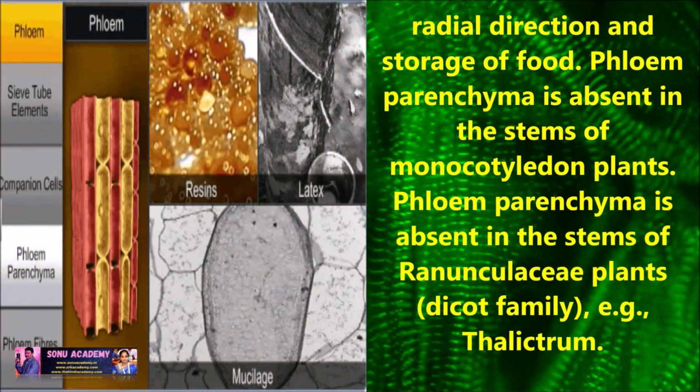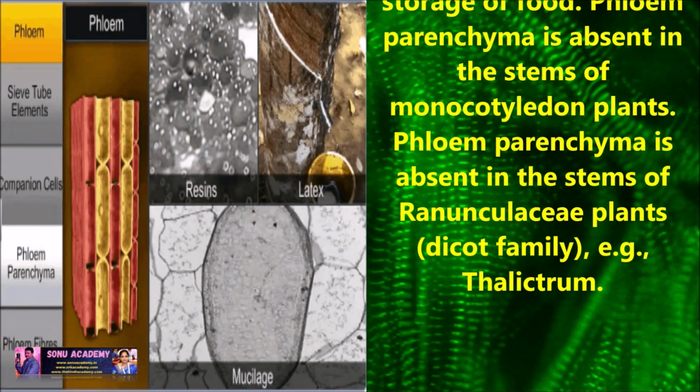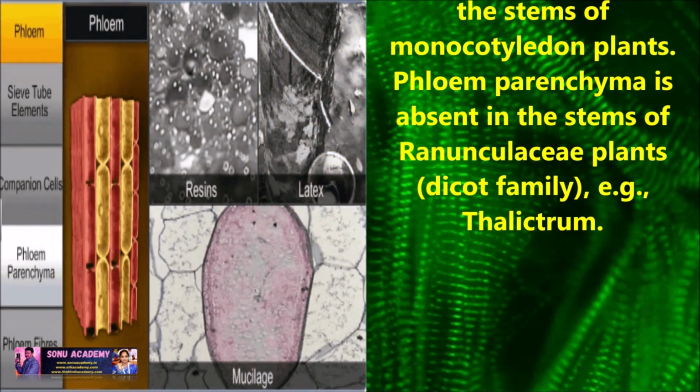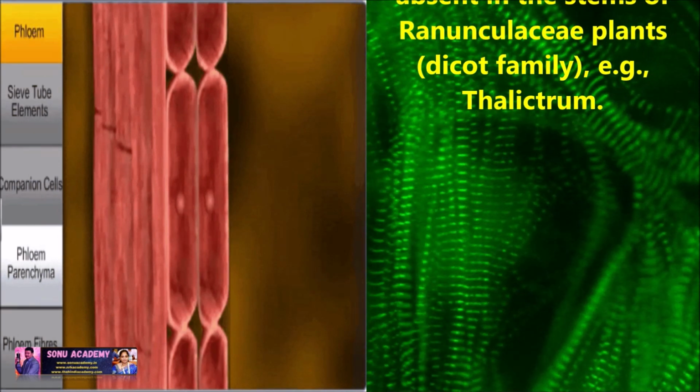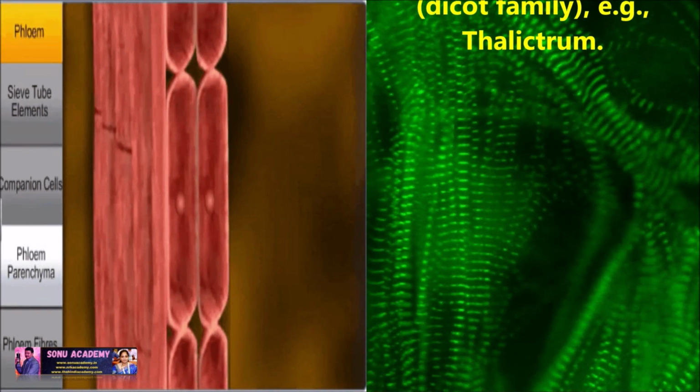Phloem parenchyma is absent in stems of monocotyledon plants. Phloem parenchyma is absent in the stems of even some dicot families, for example Thalictrum.